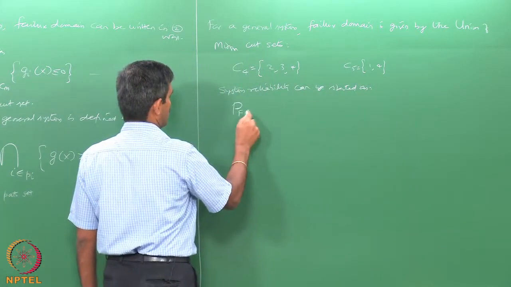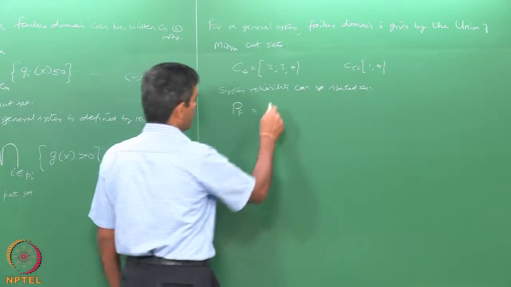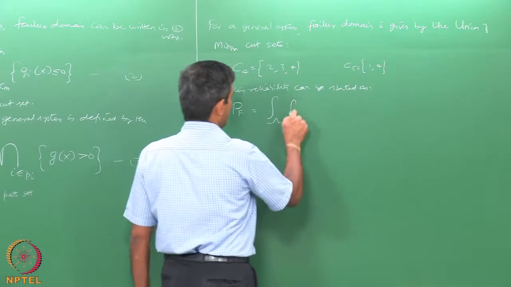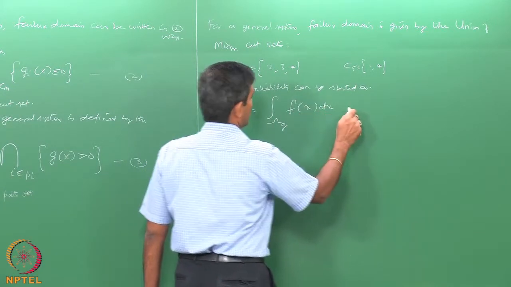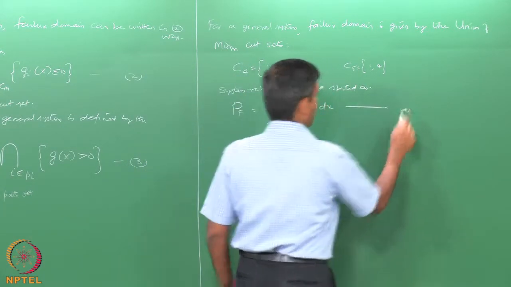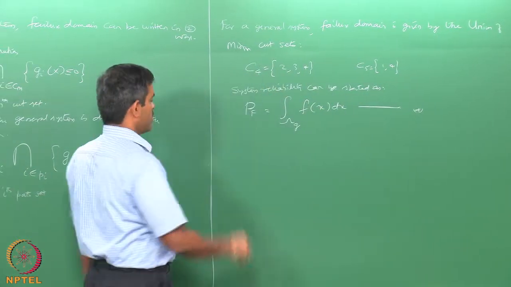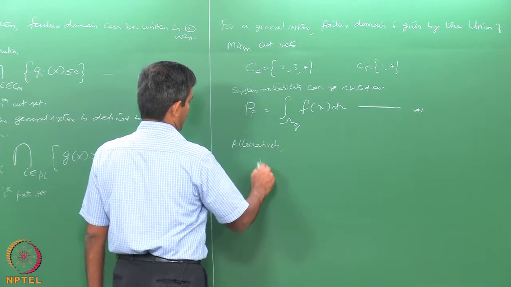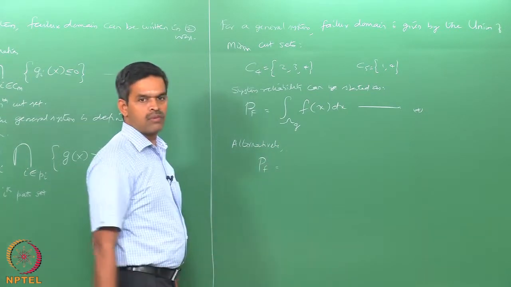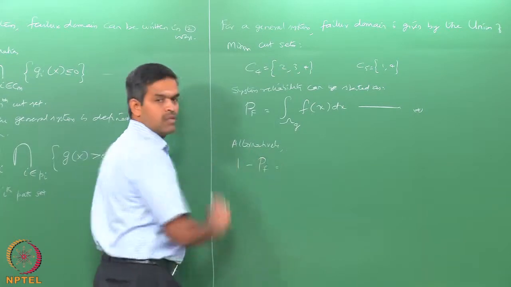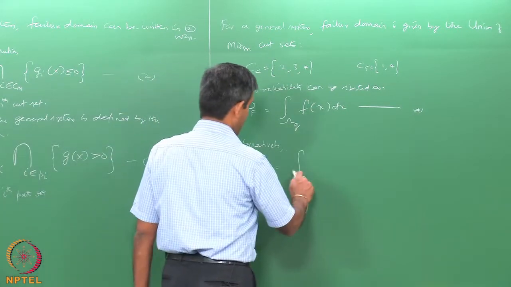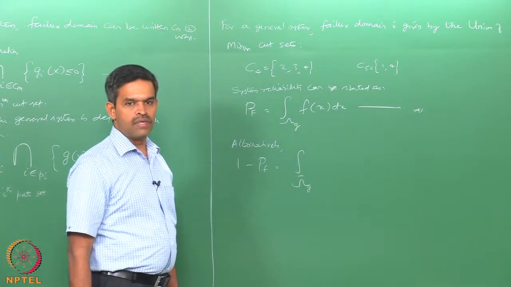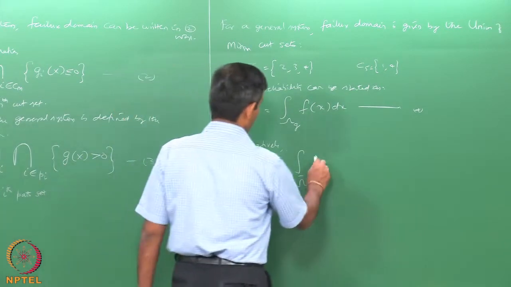Probability of failure can be given by the integral of G f of x ds, which I call equation number 4. One can always say alternatively that 1 minus probability of failure can be given as the integration of the bar of G f of x.